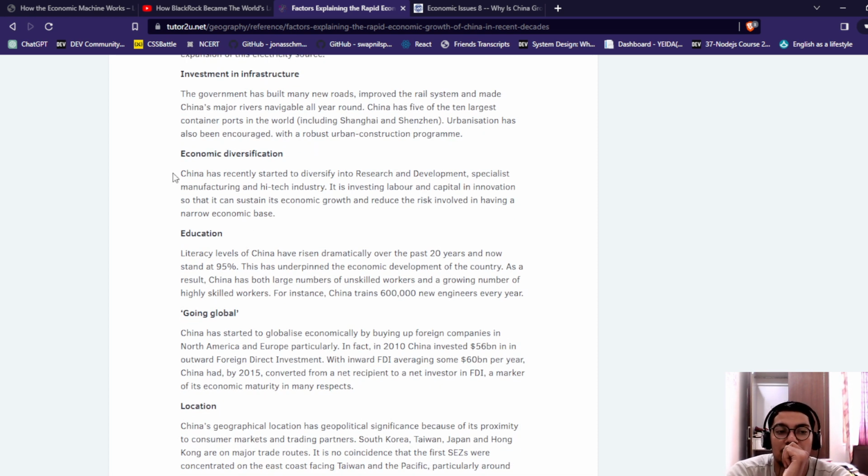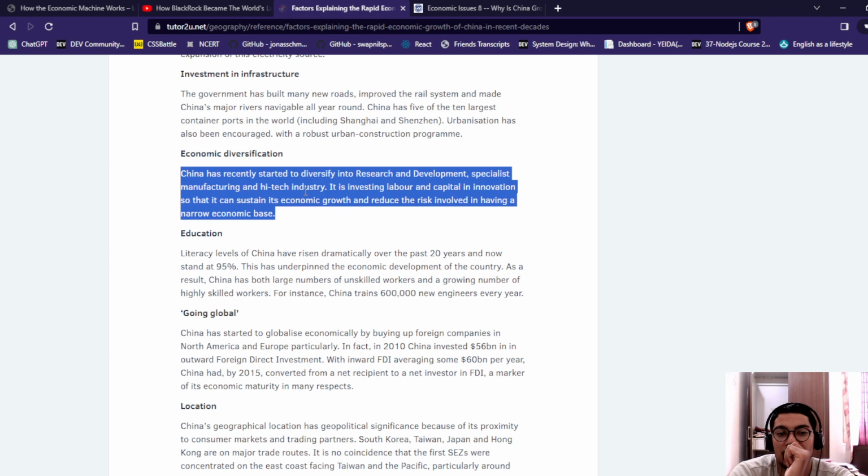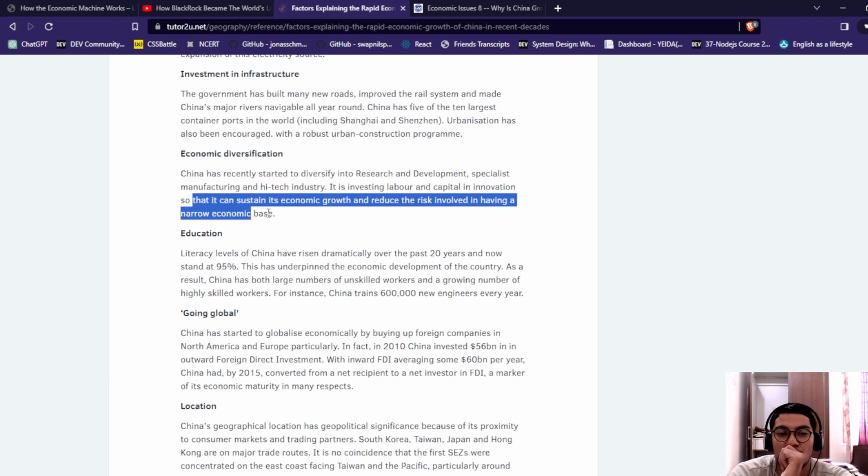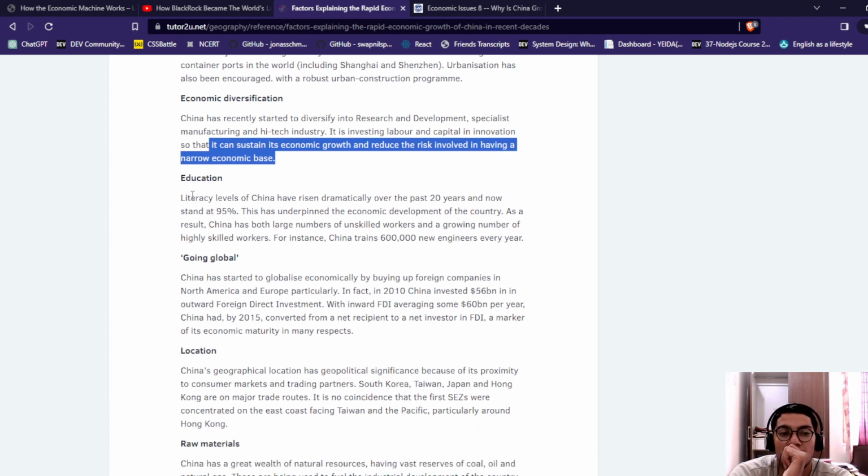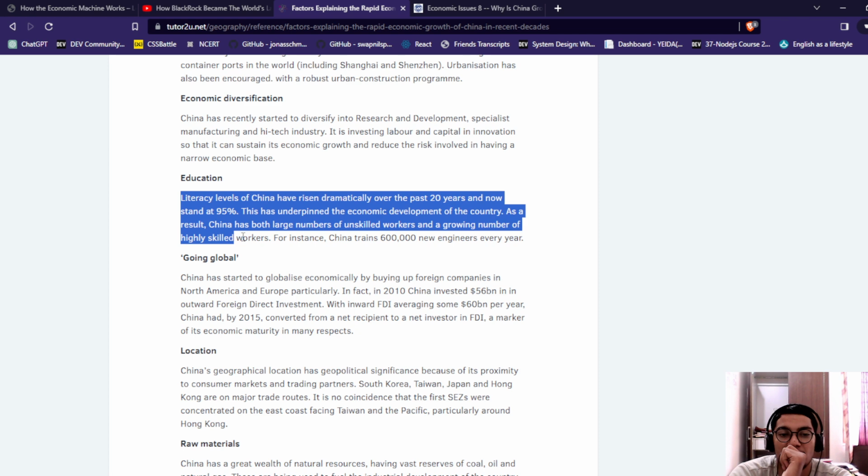Economic diversification. China has recently started to diversify into research and development, specialist manufacturing, and high-tech industry. Its investing level and capital in innovation show that it can sustain economic growth and reduce the risk involved in having newer economic bases. Literacy level in China has been raised dramatically.